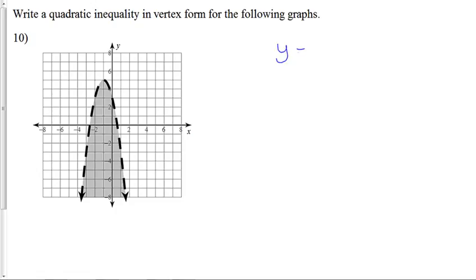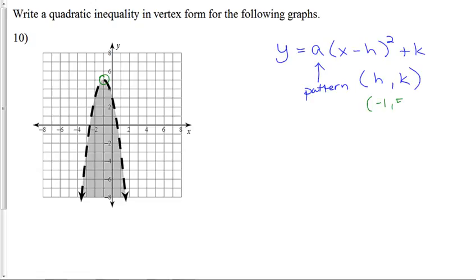So for an inequality in vertex form, it looks like this, where h and k are your vertex, and a is that number we multiply the pattern by. So we're going to have to look at the pattern to get a. So let's look at our very exact problem here. So vertex, that's easy. It's negative 1 and 5.